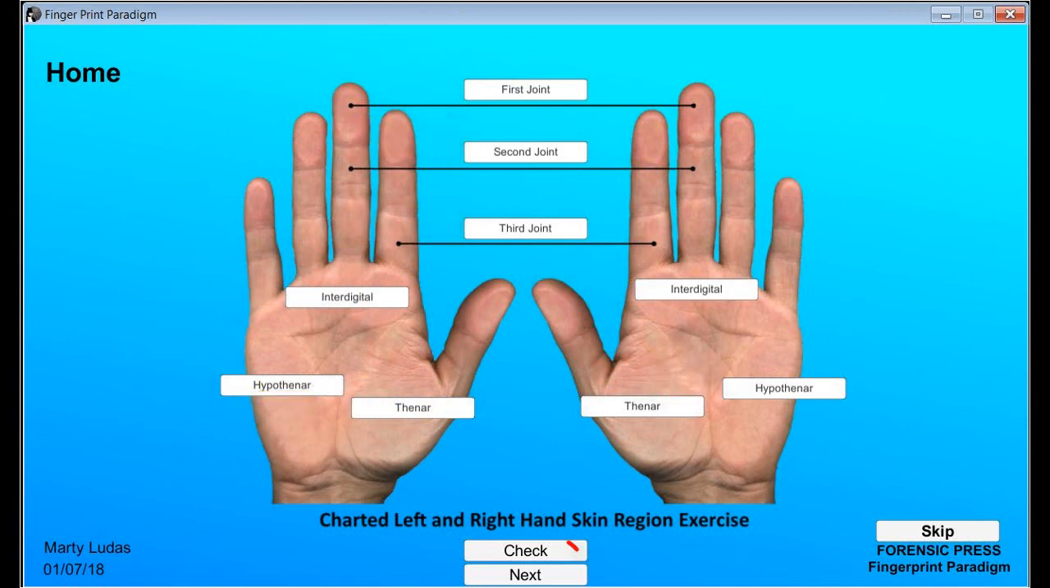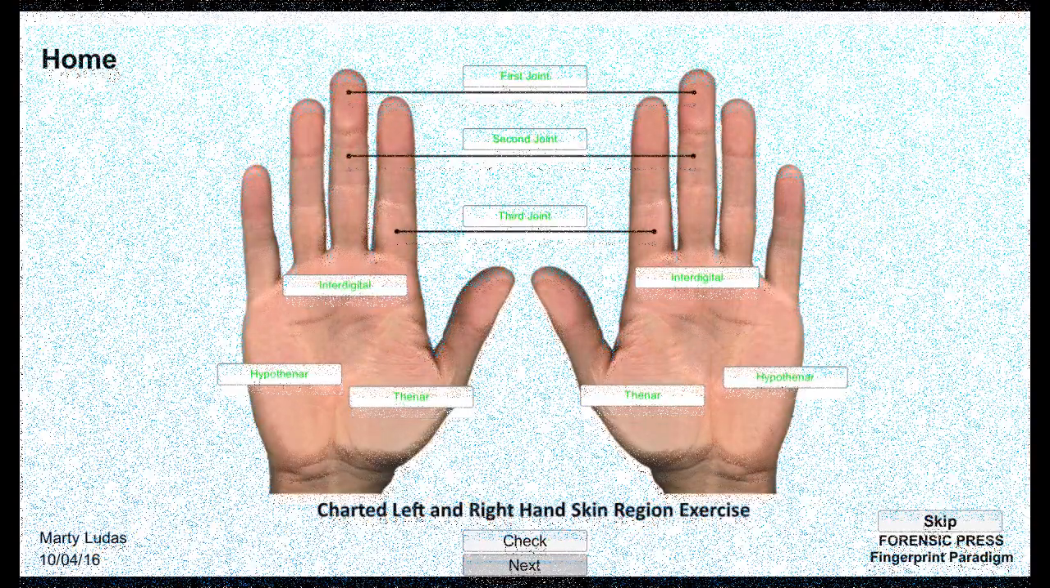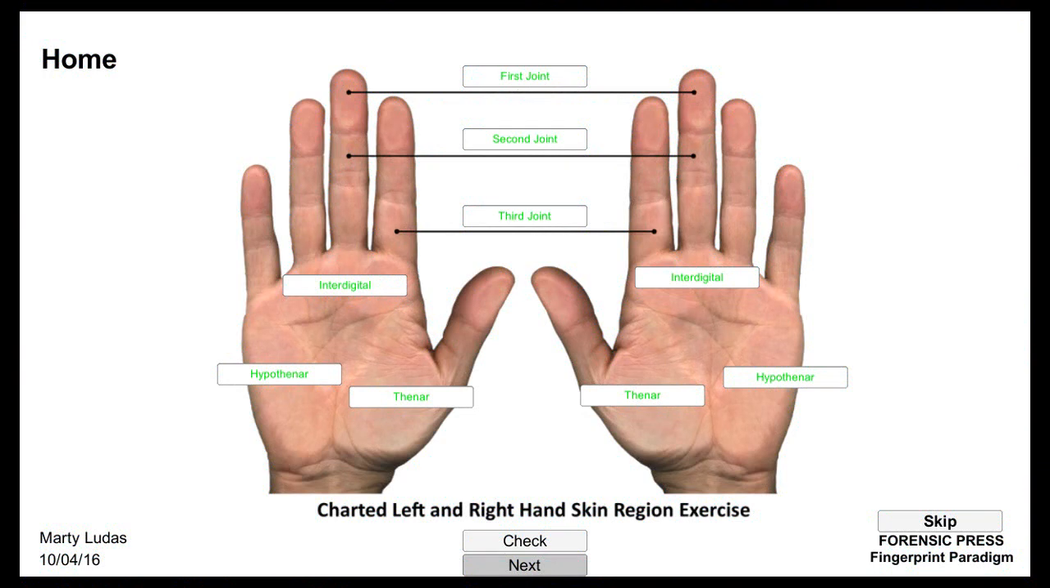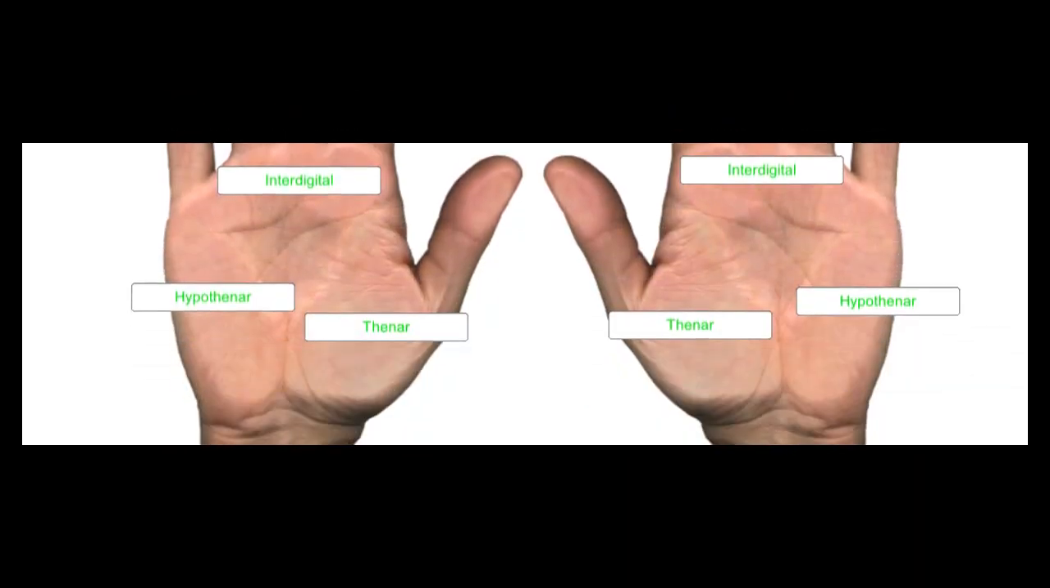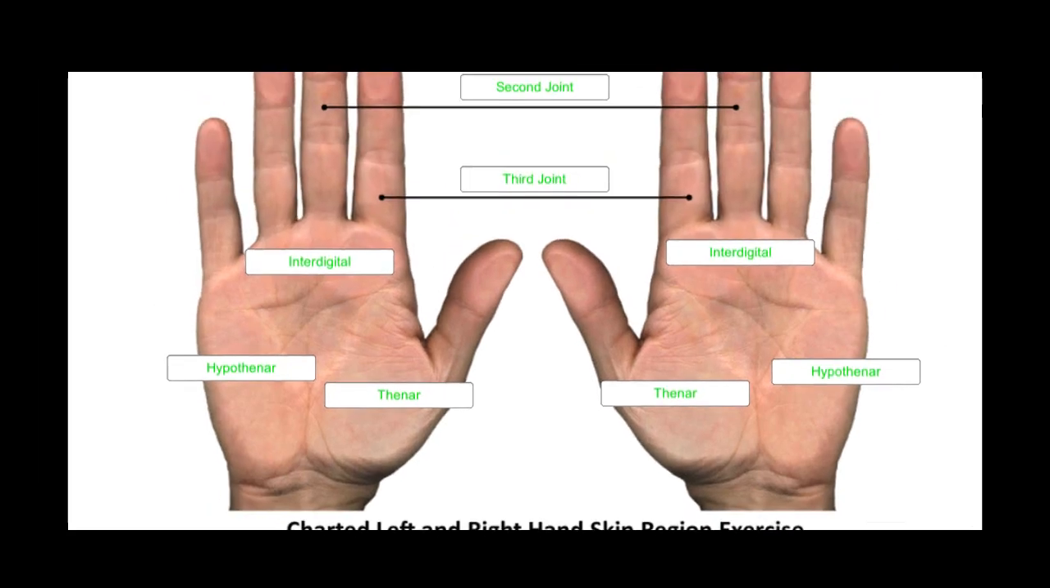When I clicked on the check button, the program checked my titles and converted the text on the screen from black to green and automatically generated a chart in the screenshot program file. Had I typed in the incorrect skin region, the text would stay black until I typed the proper response. The chart clearly displays the first, second, and third joint of the fingers, the interdigital, thenar, and hypothenar regions of the palms.